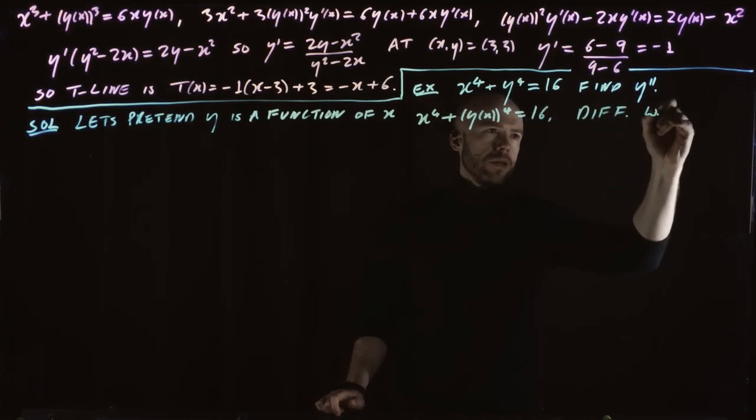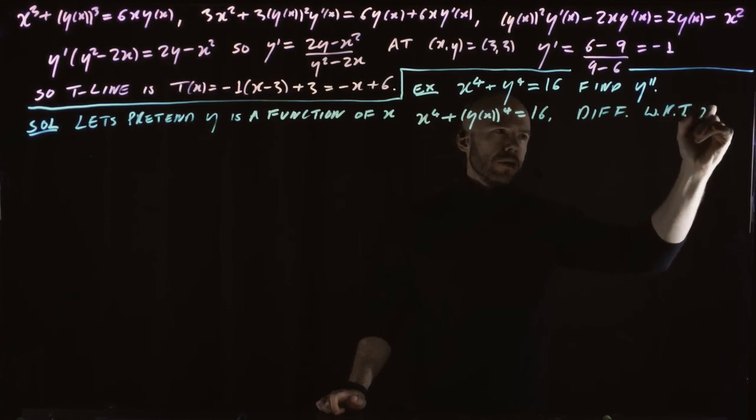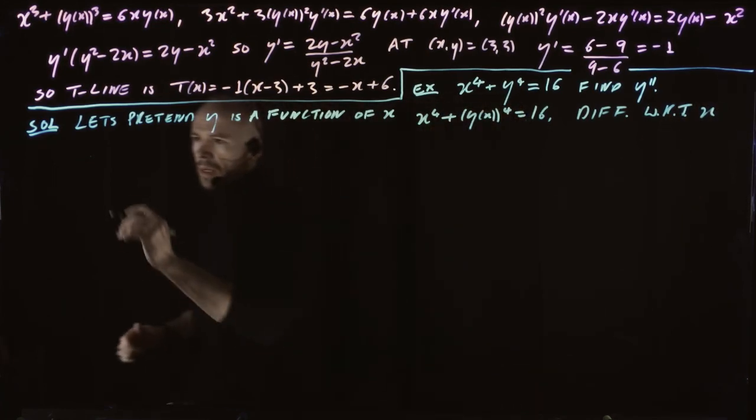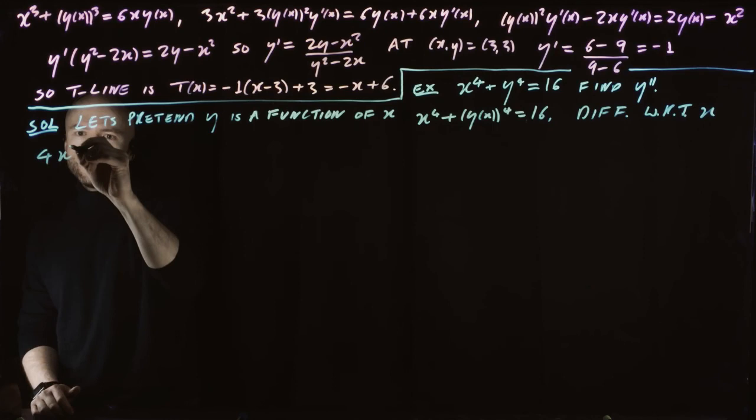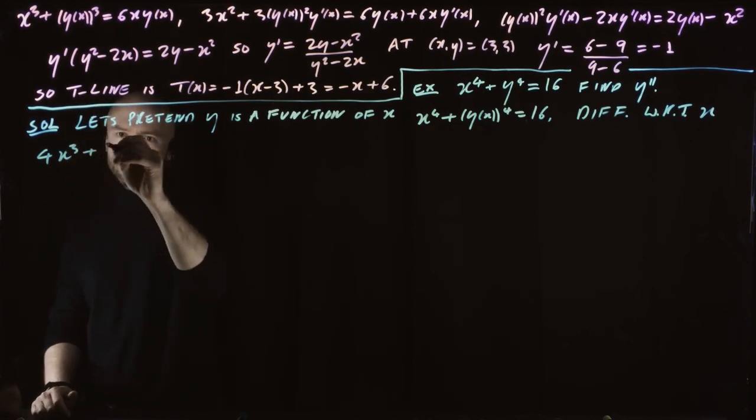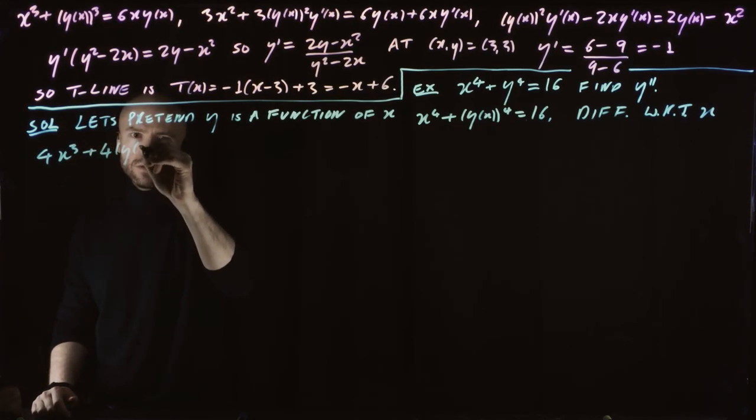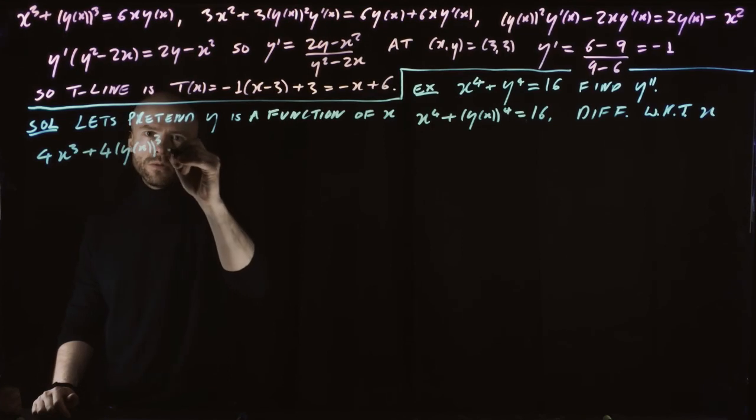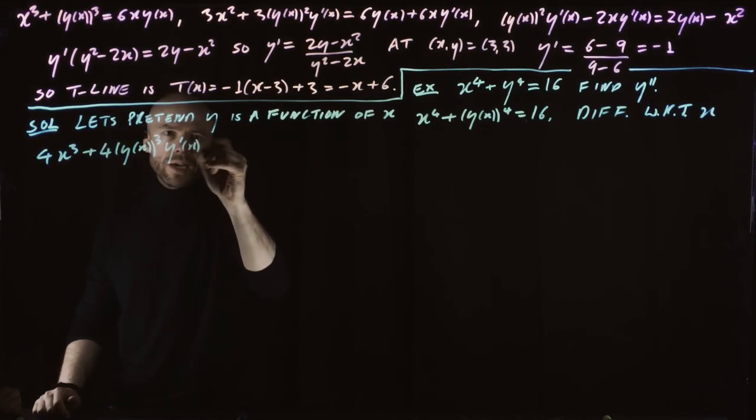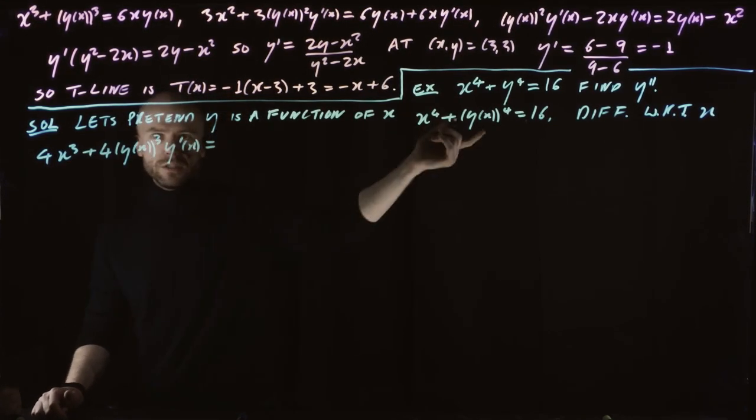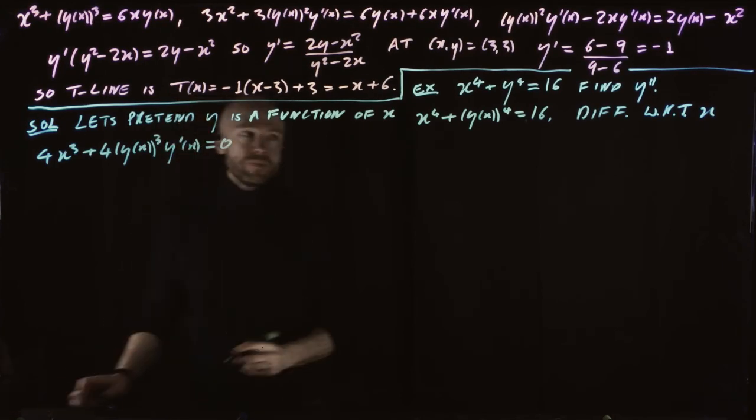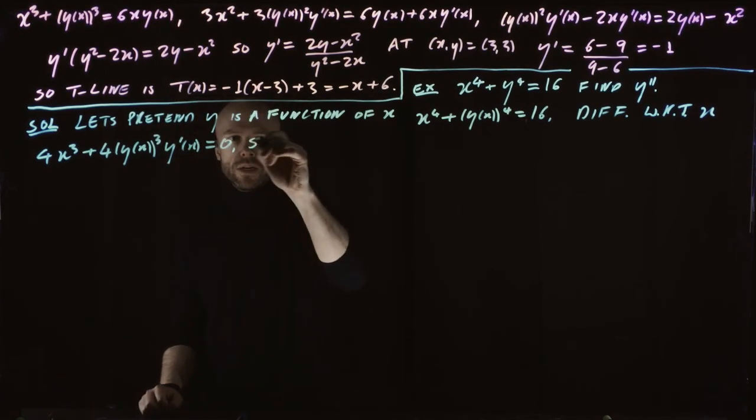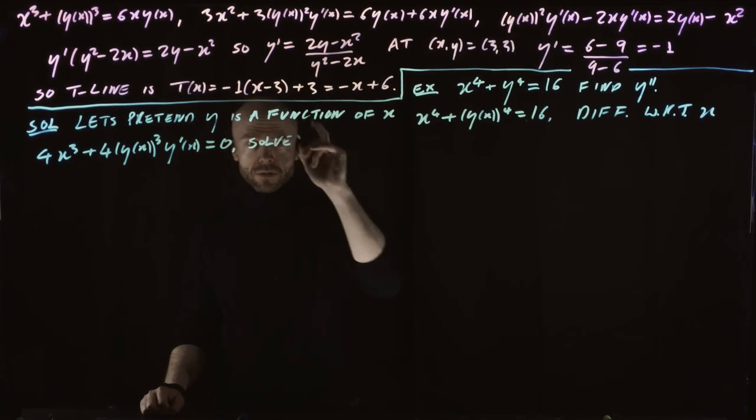Differentiate with respect to x. Then we're going to have 4x to the 3 plus 4 y of x to the 3 y prime of x, and then differentiating 16 with respect to x, we just get 0. Solve for y prime.